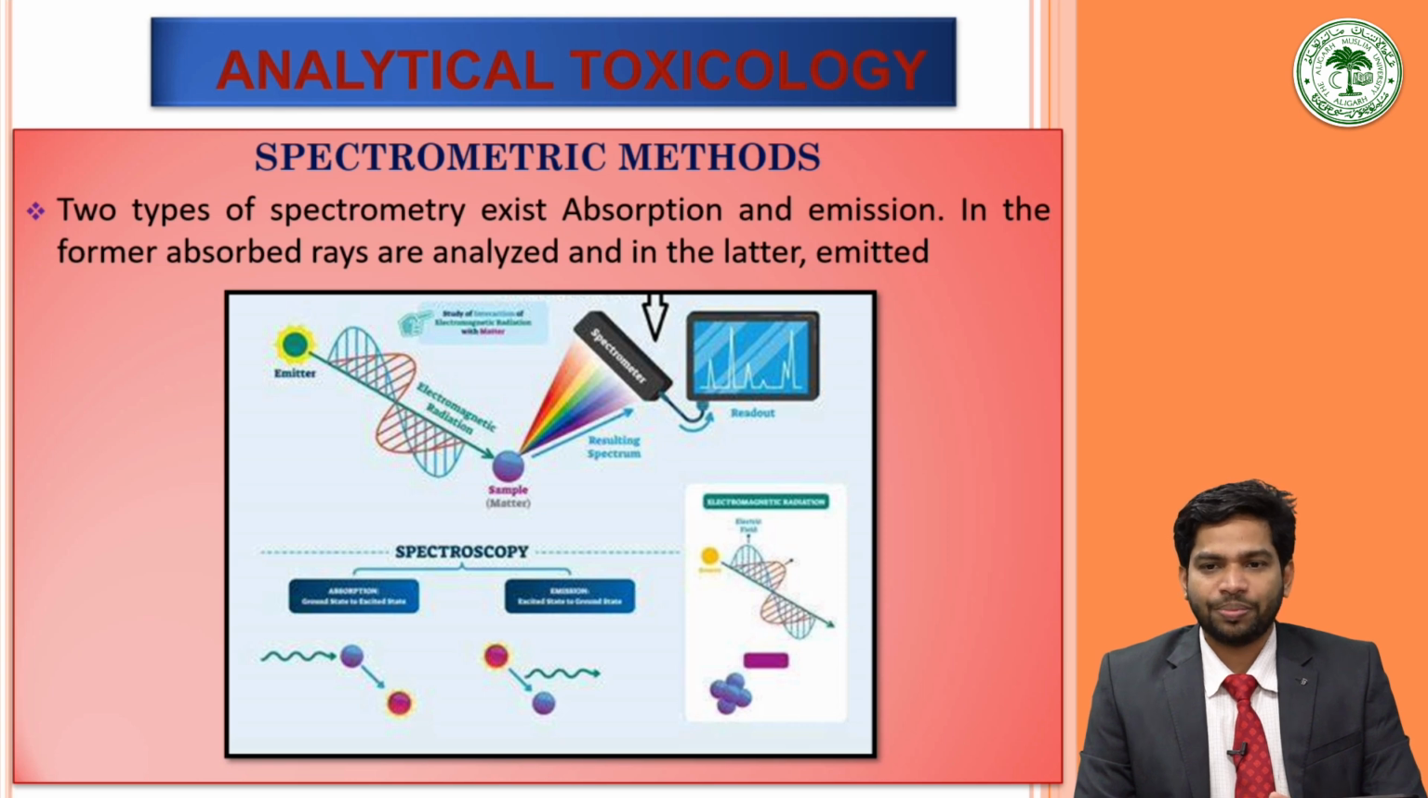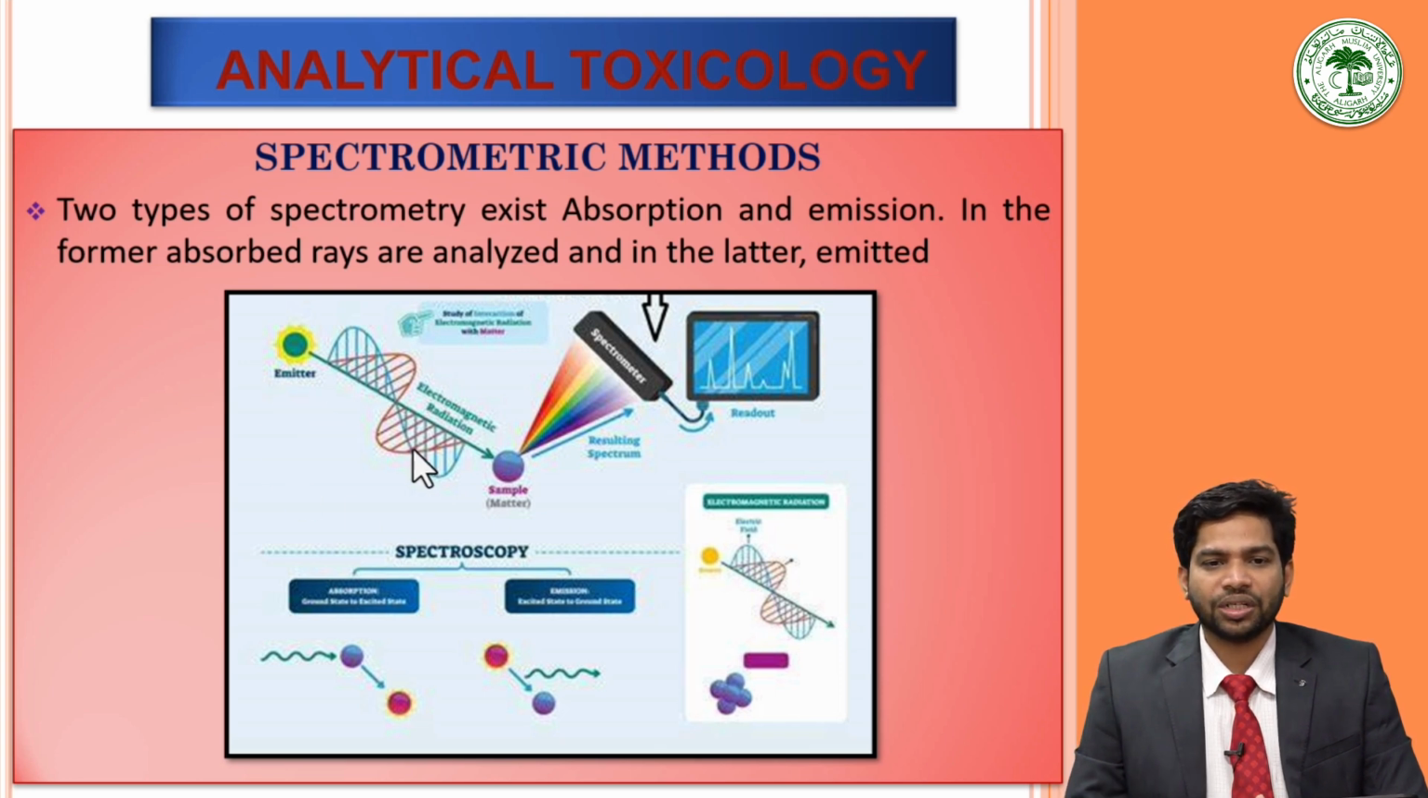One is absorption spectrometry and the other is emission spectrometry. In absorption spectrophotometry, absorbed rays are analyzed, and in emission spectrophotometry, emitted rays are analyzed. Mass spectrophotometry is not true spectrometry in the sense that neither absorbed nor emitted light is analyzed. Instead, a spectrum of molecular fragments is analyzed. So, mass spectrophotometry is basically a misnomer. In general, emission spectroscopy is more sensitive than absorption spectrophotometry.